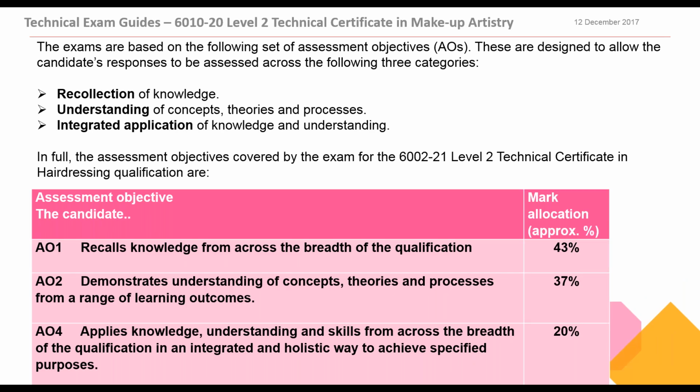I'm just going to explain this guide to you. What we're stating here now is that we have got 3 types of questions. We've got recollection of knowledge. Questions around this area are going to be your state, your list, your label type questions, your lower level command verbs. Under understanding of concepts and theories, these are going to be around your describe, your explain, your justify, where we need a bit more in-depth response from your learners.